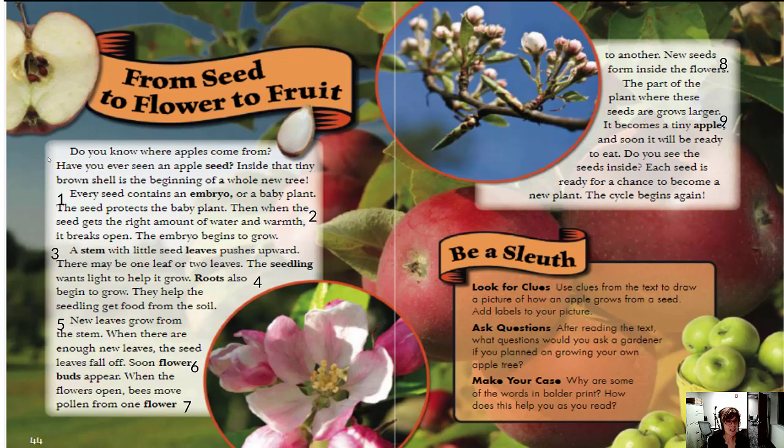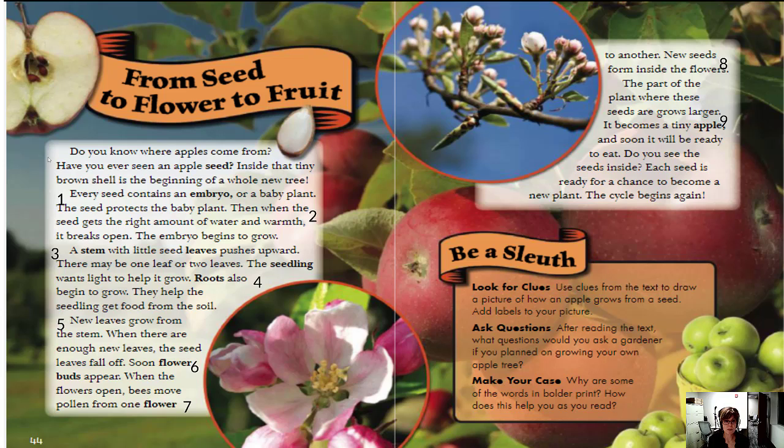3, a stem with little seed leaves pushes upward. There may be 1 leaf or 2 leaves. The seedling wants to help it grow. Roots also begin to grow. They help the seedling get food from the soil. New leaves grow from the stem. When there are enough new leaves, the seed leaves fall off.